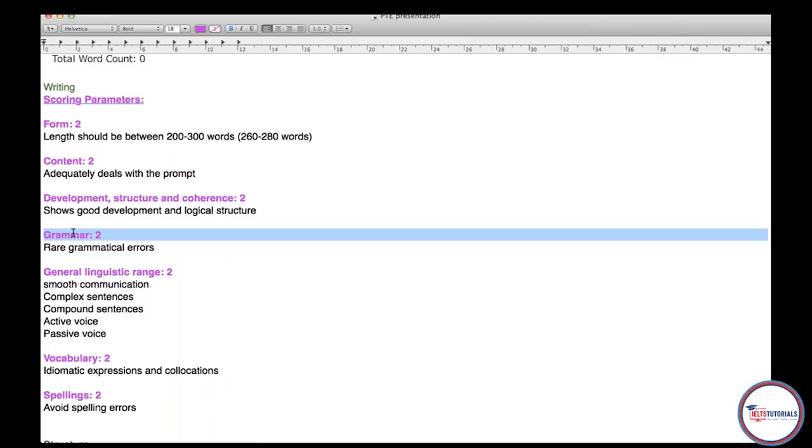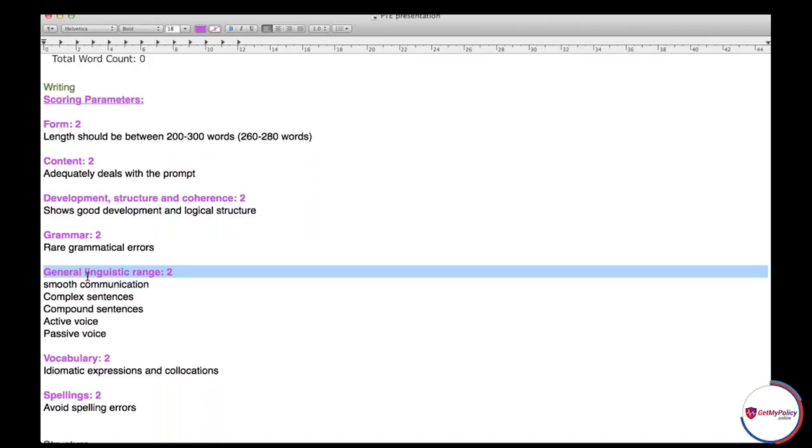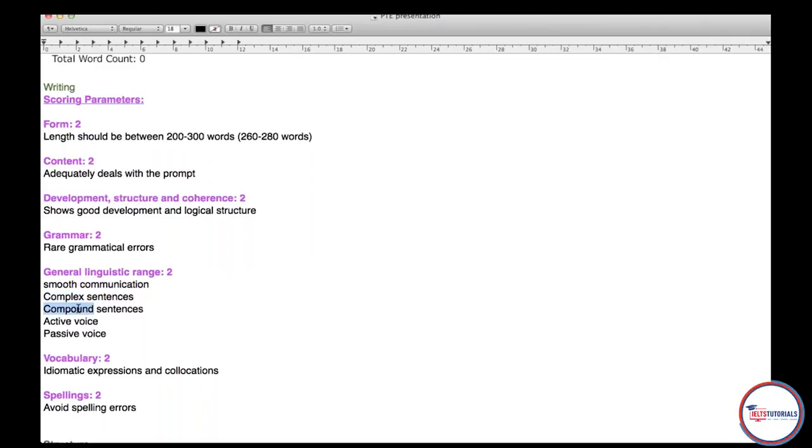And there are many grammatical mistakes which you make, so aim for rare grammatical mistakes. General linguistic range, you'll be scoring 2 points for that. And what is general linguistic range? It should be smooth communication. Let the computer know that you have an idea to write different sentences. You can write complex sentences, compound sentences, active voice, passive voice, use everything in your essay. Try to write complex sentences because they add richness to your essay.